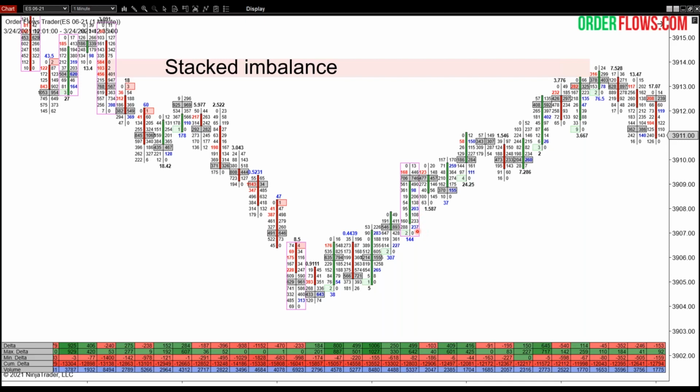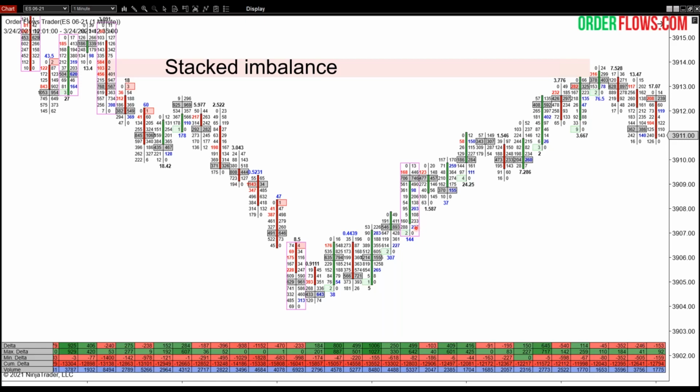Because one, everybody is looking for stacked imbalances. Everybody who uses order flow knows what stacked imbalances are. That's one of the basic trade setups that people look for. But what people don't look for, for some reason, I don't get it myself, are those bars that have multiple buying imbalances that are spread out. They may not be stacked neatly on top of each other.